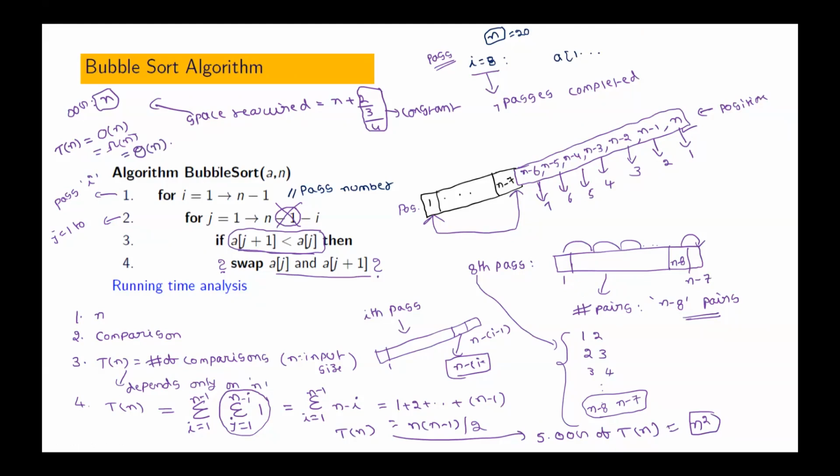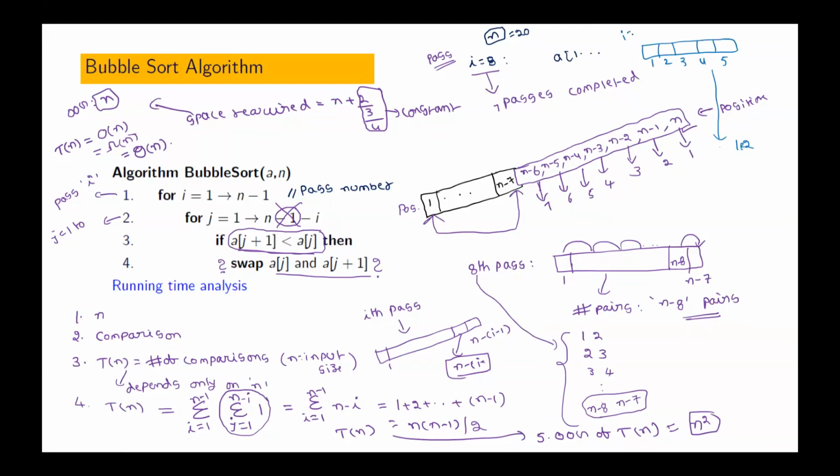Sir, one doubt. Please tell me, brother. In the algorithm's second step, why are we taking j from 1 to n minus i? Okay. First time, how many elements do we have? Let us take this: 1, 2, 3, 4, 5 elements are there. What are the indices we compare first? 1 and 2 we compare. Correct?